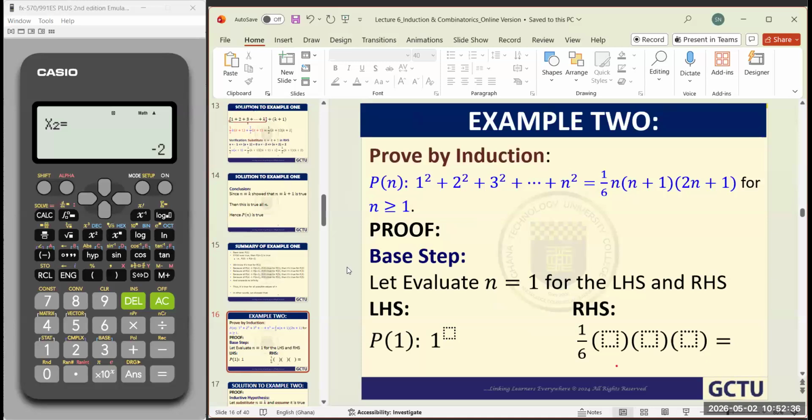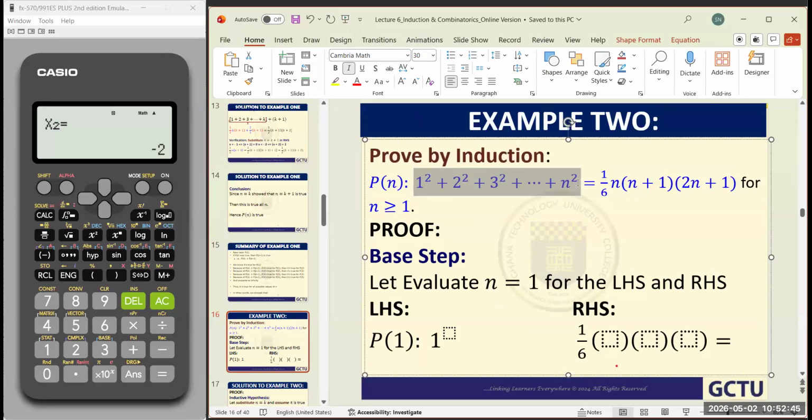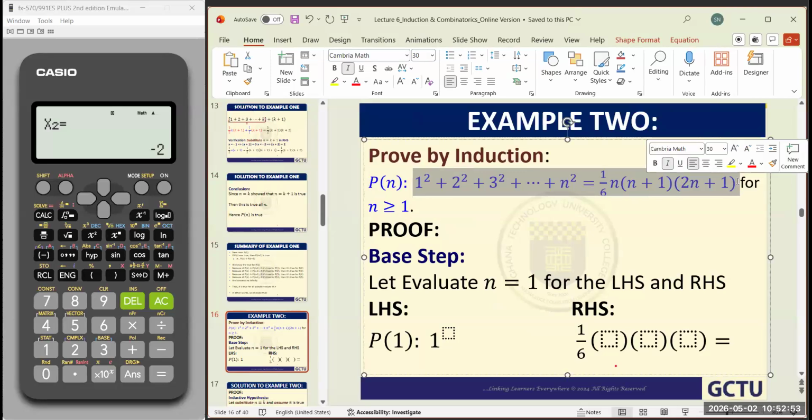Okay, maybe let's take one more example to see whether what I have done so far, you can do it. This time round, the same numbers, but this time we are squaring them: 1 squared, 2 squared, 3 squared, all the way up to n squared. It's giving us 1 over 6, n, n plus 1, 2n plus 1. This time, our equation on the right has a denominator of 1 over 6.